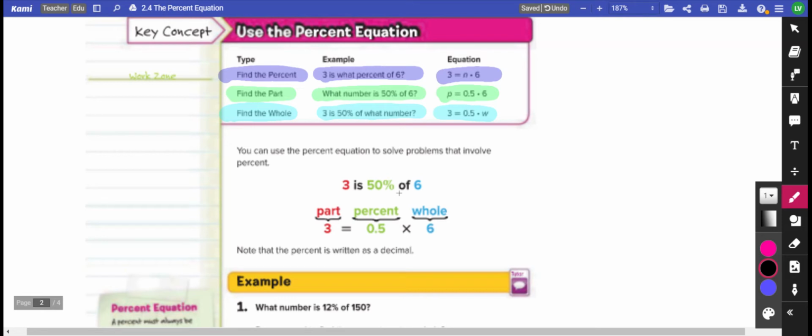You can use the percent equation to solve problems that involve percent. So 3 is 50% of 6. So we have our part equals the percent times the whole. Our part is 3, which equals the percent, which is 50%, or 5/10, times the whole, which is 6. Note that the percent is written as a decimal.